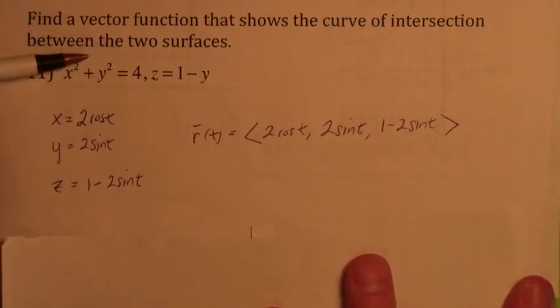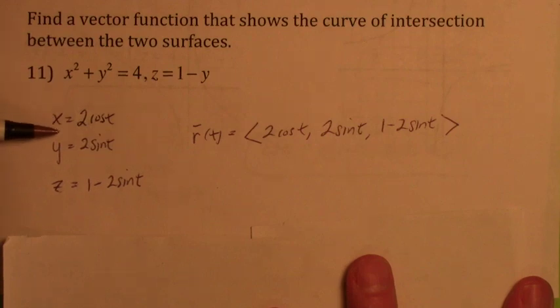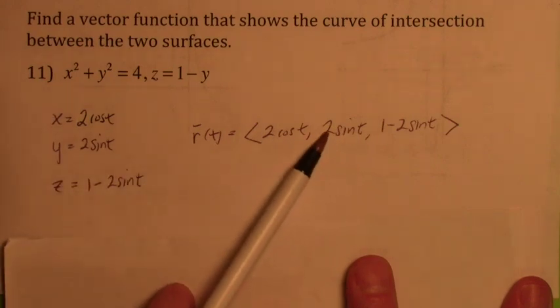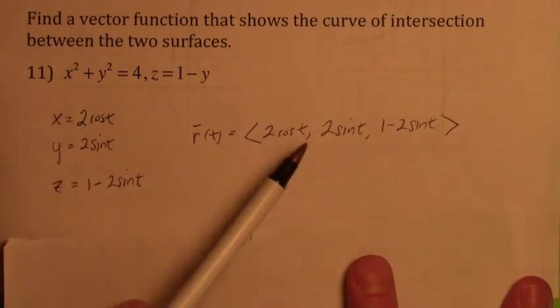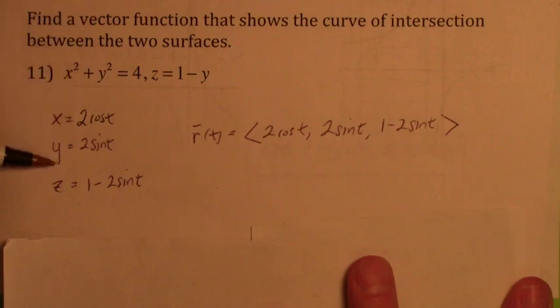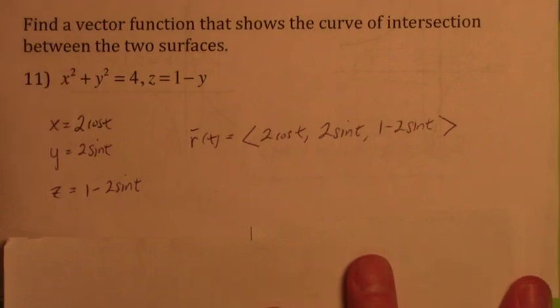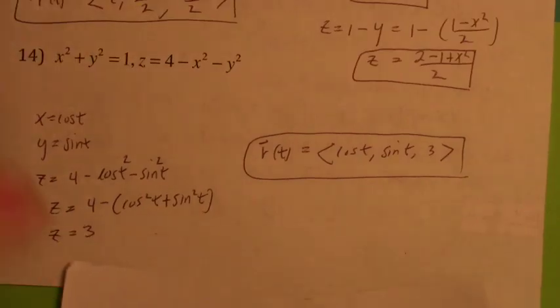I didn't bother sketching it, but what you could do is this. Since x and y are moving around a circle, couldn't you say x is 2 cosine t, y is 2 sine t? And since z is 1 minus y, you could just say z is 1 minus 2 sine t. So those are the parametric equations for the curve of intersection. And then just put them into the components of the vector function. Sometimes using sine and cosine helps with x and y. Other times you're going to have to try something different.